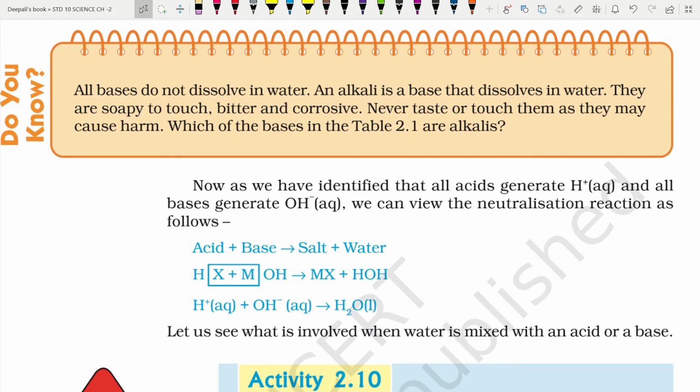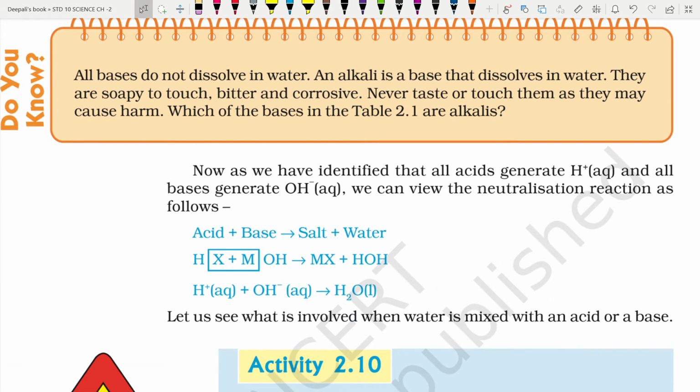Which of the bases in table 2.1 are alkali? So NaOH and KOH are alkali.